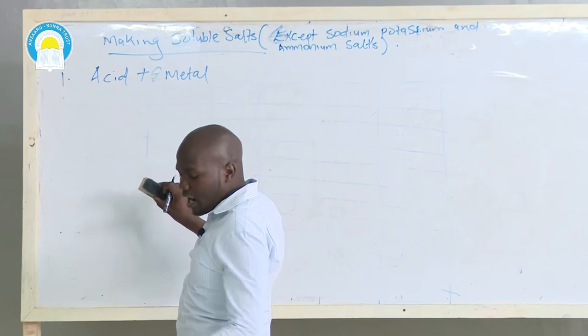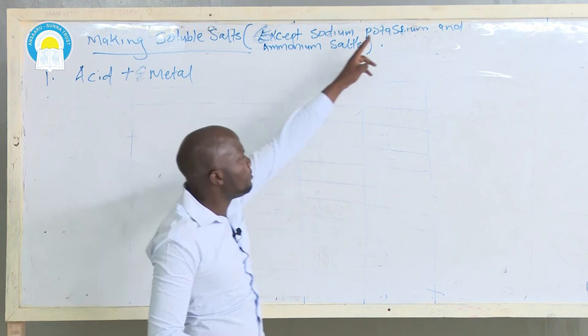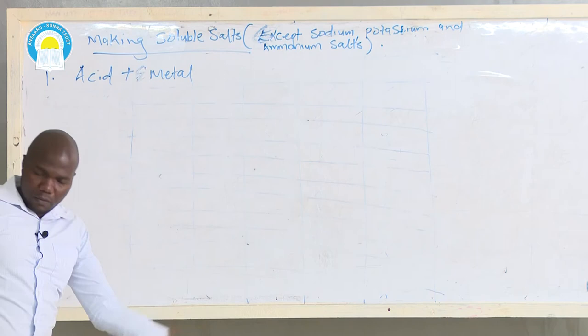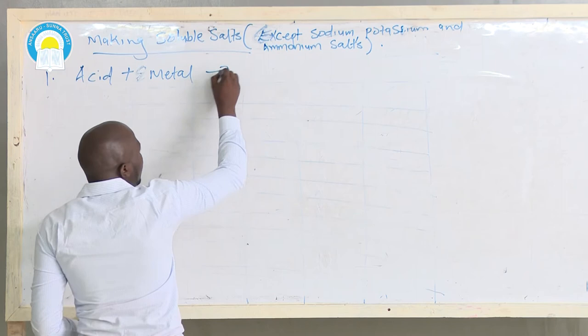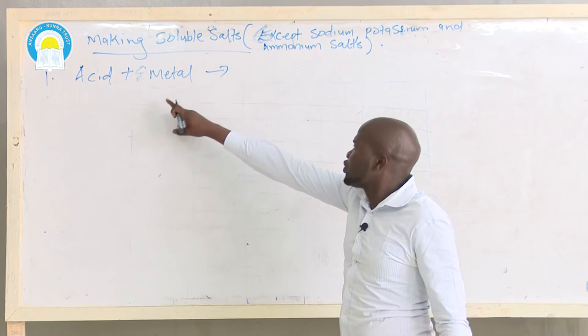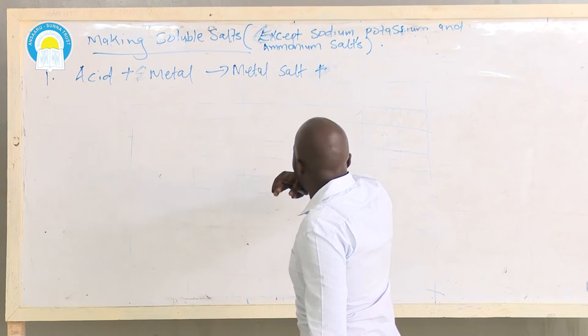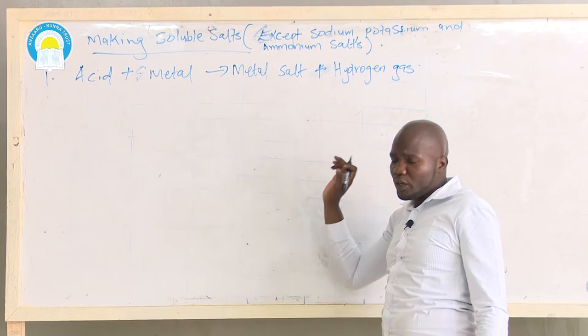We can use the other metals, react them with an acid, and then we obtain a salt. But we don't react these two metals with an acid. They react explosively with an acid, either dilute or concentrated acid. Acid plus a metal leads to formation of metal salt and hydrogen gas. So this is the first method that we can use to prepare soluble salt.